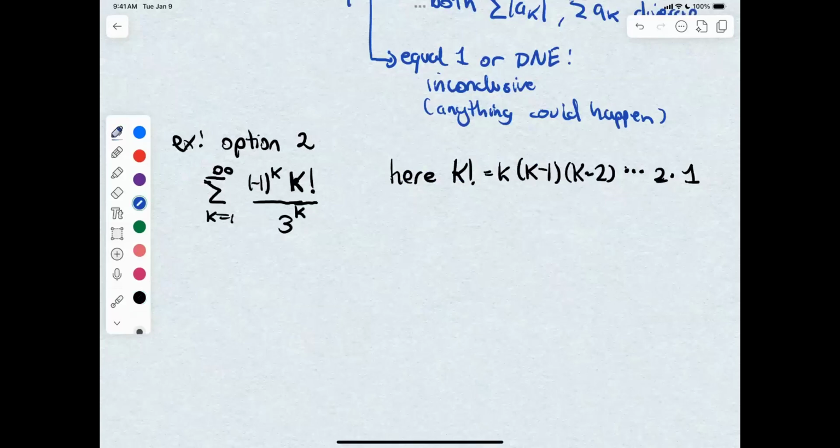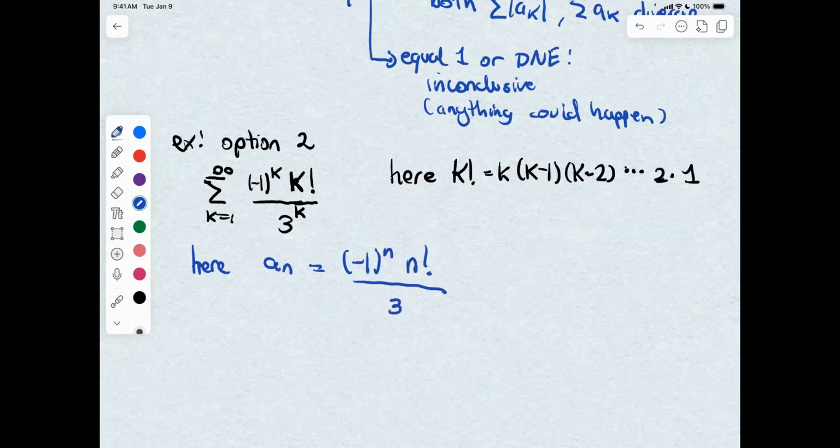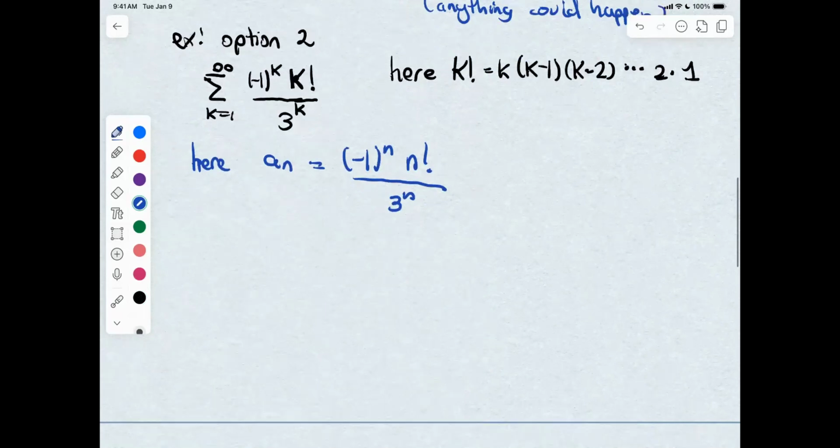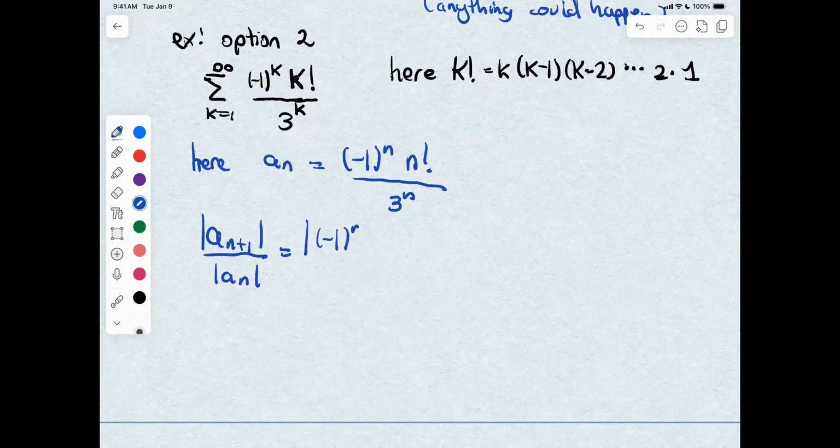So according to the ratio test, here the nth term is just (-1)^n n factorial over 3 to the n. And so what you have to consider according to the ratio test is you put all of this in absolute values. So a_{n+1} divided by a_n. Again, the effect of the absolute values is that it will get rid of all the negative signs essentially. I'll write all the steps.